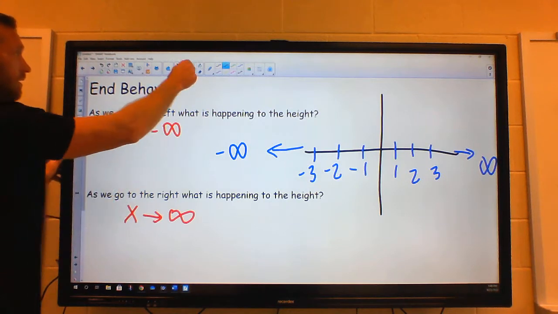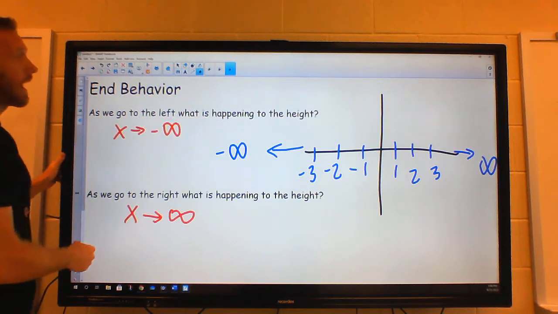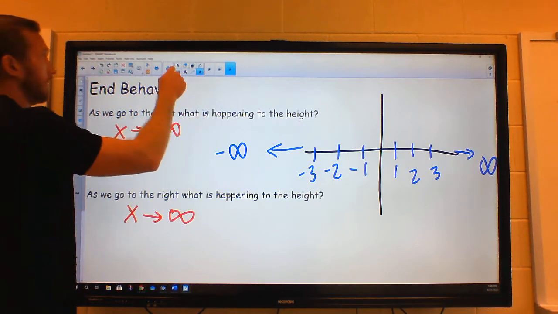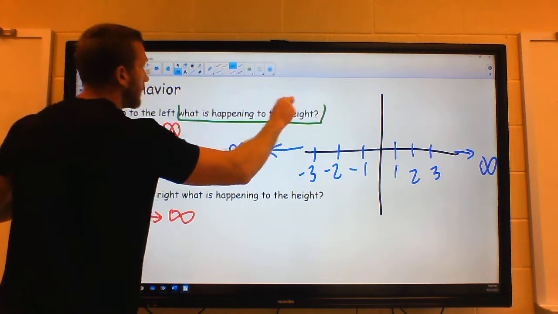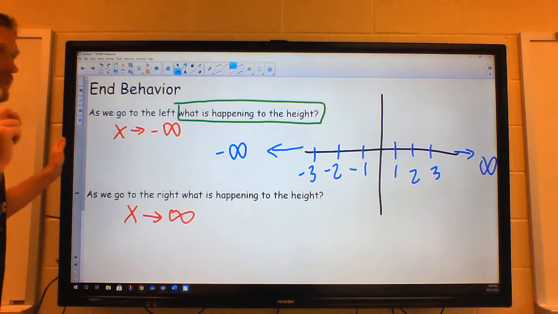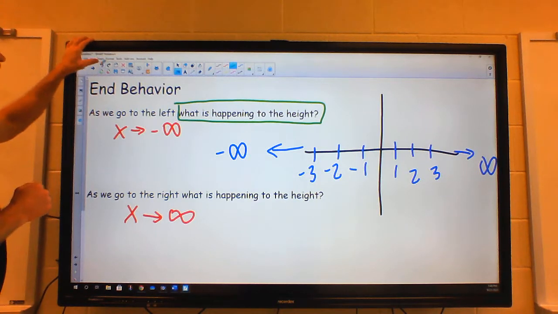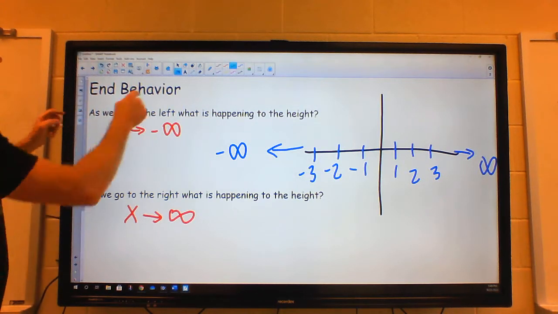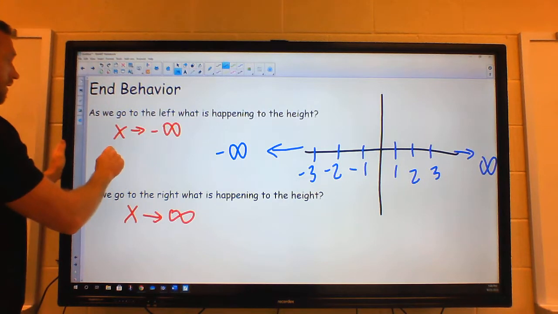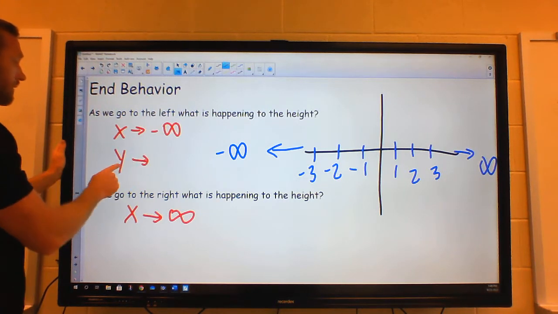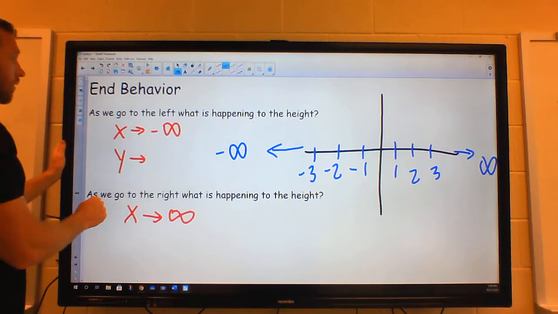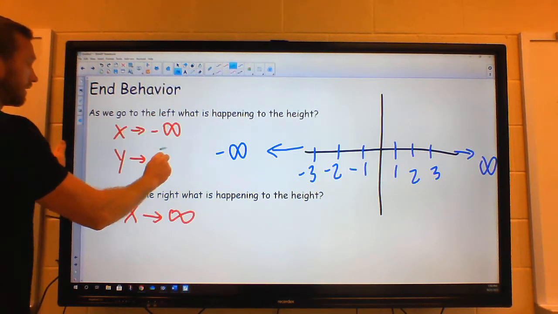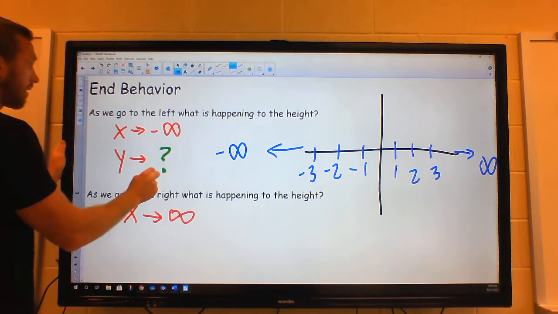Now let's look at the second half of what's being said. As we go to the left, what is happening to the height? That is the answer we're trying to find. This is going to be there every single time when we do an end behavior problem, and so is this arrow. What we're trying to find the answer to is this question right there, question mark.